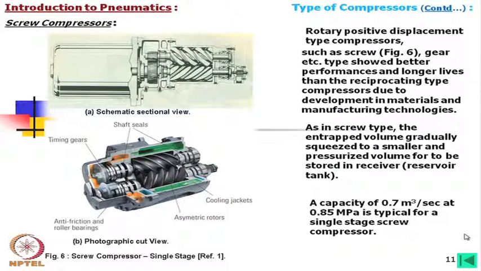Now, to assess the size of such a machine, 0.7 meter cube per second is the capacity, and 0.85 megapascal is typical for a single stage screw compressor. So, a single stage screw compressor means it is not very high pressure, 0.85 megapascals and 0.7 meter cube per second. So, this volume is not that small. Maybe this value may not be correct, I have to check it. 0.7 meter cube is a very big volume.